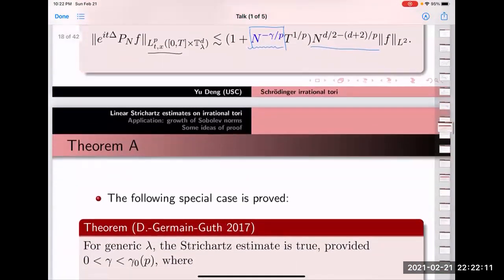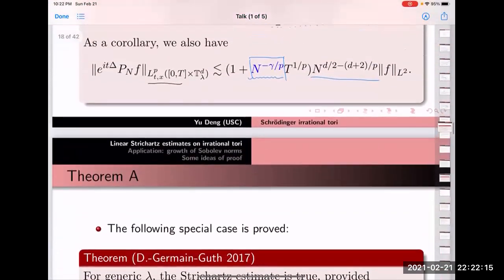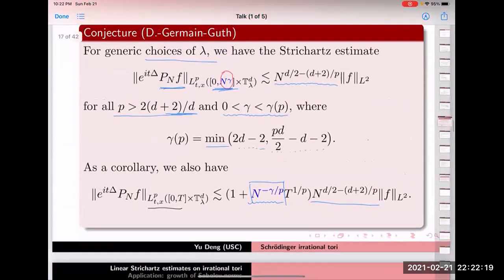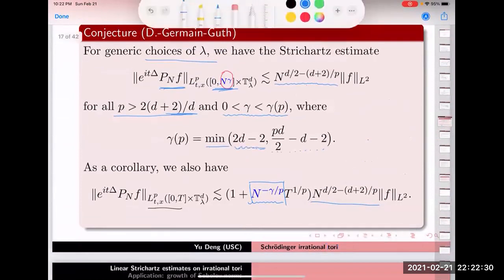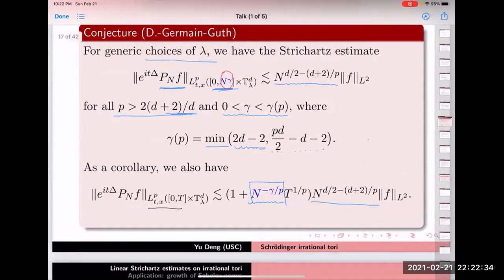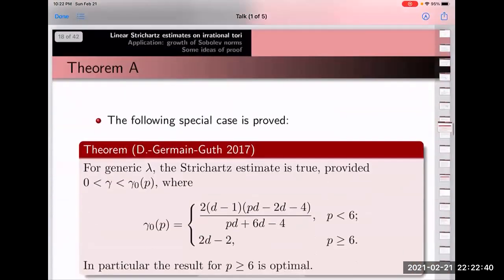Okay, so now what we are able to prove in the work with Germain and Guth is a part of this conjecture. We have proved this full conjecture in the case where P is bigger than or equal to 6. In any case, we get exactly this value, and when P is less than 6, we get some positive value of gamma but it doesn't really reach this conjectured value. So that's what we prove.